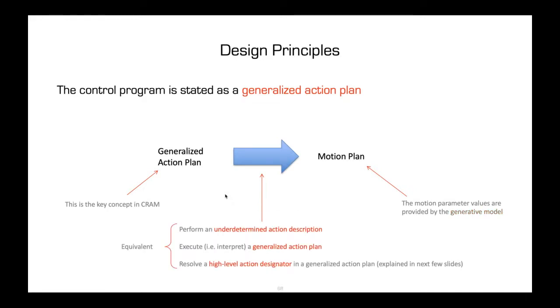And in CRAM, we have different ways of talking about this transformation. We talk about performing an underdetermined action description, like fetch the spoon, or executing the generalized action plan. That's the computational representation of that description. And then within that plan, there are these things called designators. In particular, there's a high-level action designator, and this effectively is a placeholder for as yet to be determined information as you're executing that plan.